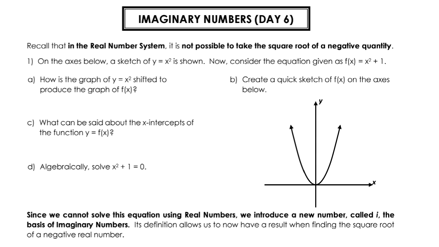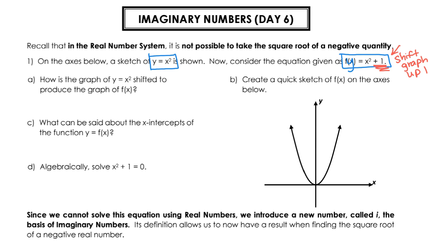All right. So recall that in the real number system, it is not possible to take the square root of a negative quantity. Okay. So in number 1, it says on the axis below, a sketch of y equals x squared is shown. Now consider the equation given as f of x equals x squared plus 1. All right, so the difference between the first equation they gave me and the second equation that they gave me, first off, we know f of x is the same thing as y. All right, so that's not really the difference that we're talking about. We're talking about that plus 1. And what that plus 1 is going to do is shift the graph up 1 unit.